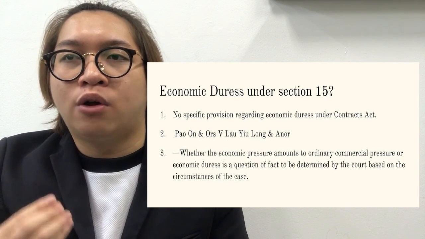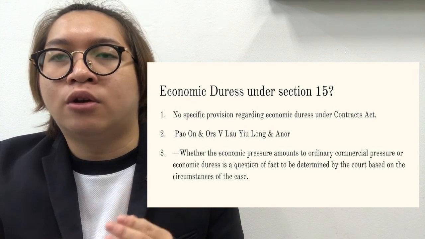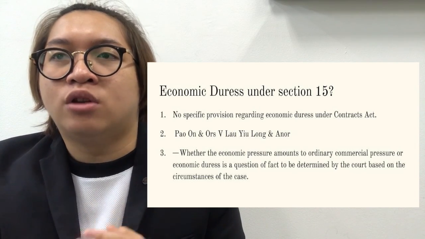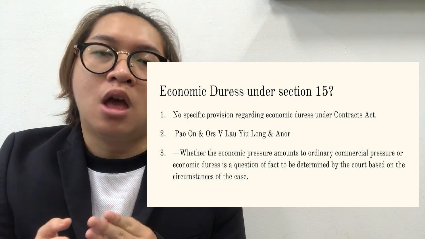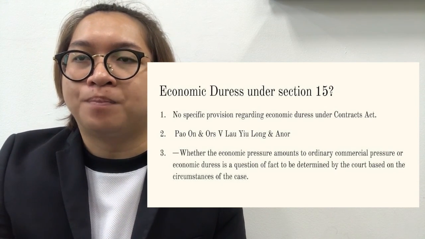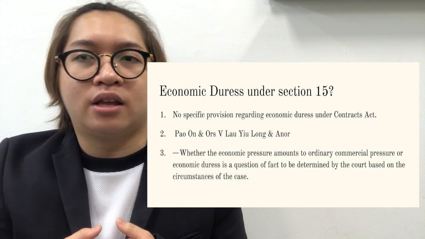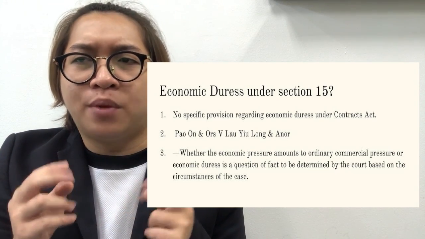pressure. In Pao On and others v Lau Yiu Long and another, the Privy Council held that commercial pressure alone is insufficient and also set out the factors to determine whether there is a coercion of will such as to vitiate consent. The Privy Council then considered whether English law recognized a category of duress known as economic duress.